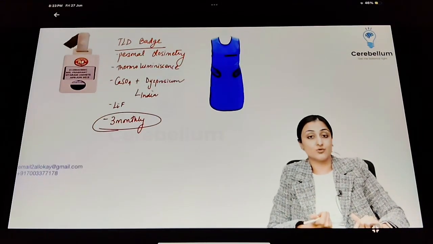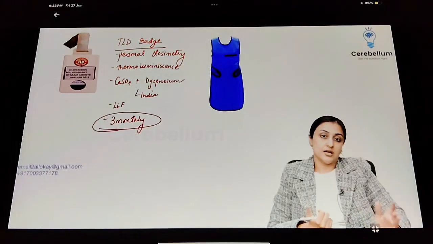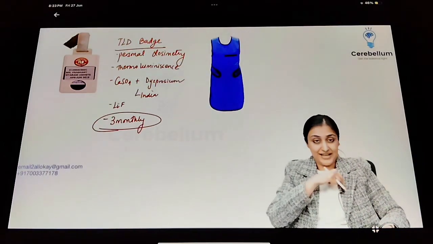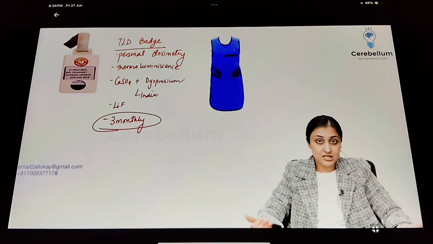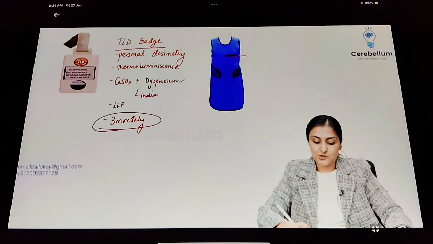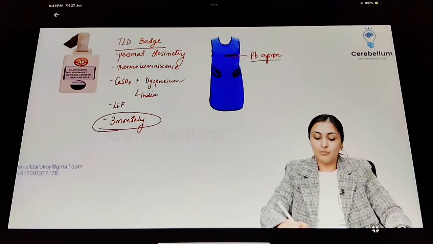So every 3 months, we have to submit it and the dose is calculated, right? Where do I wear this badge? So we're going to wear it near the collar pocket, above the lead apron or below the lead apron. So this is the lead apron that protects me by absorbing the radiation.